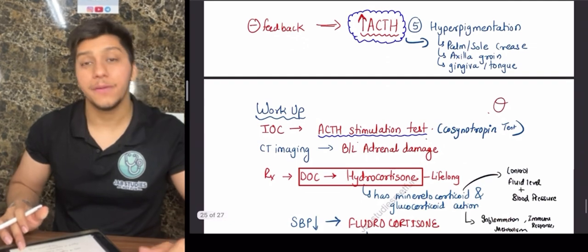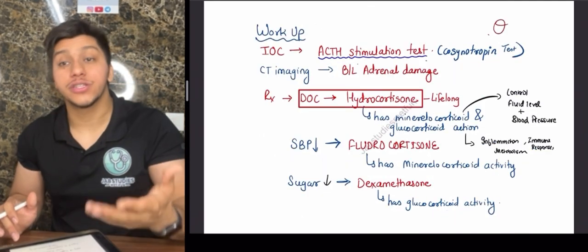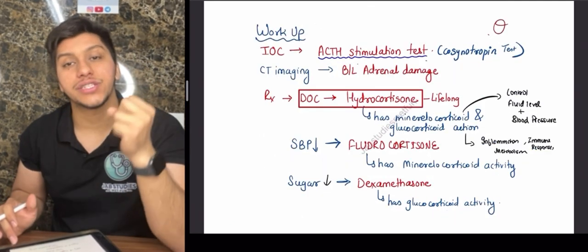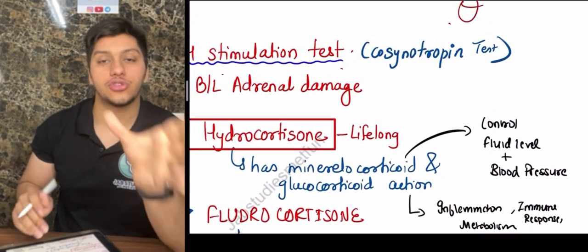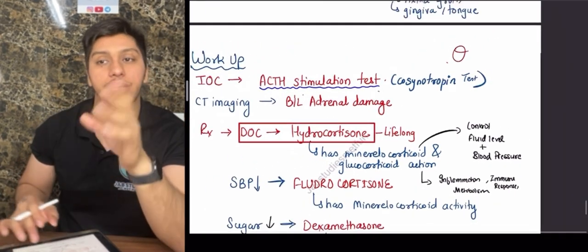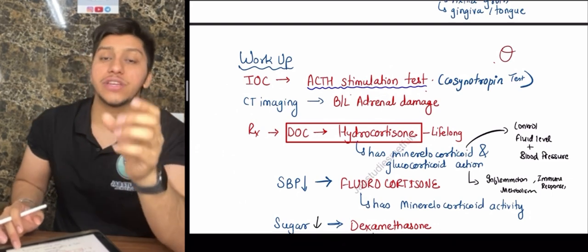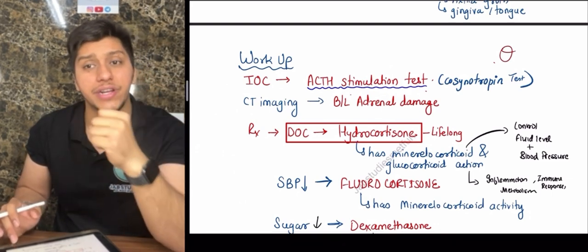How do you do the workup? As I told you, ACTH is going to be so high, so you're going to do an ACTH stimulation test. This is also known as the cosyntropin test. On CT imaging, you'll see bilateral adrenal damage is there.